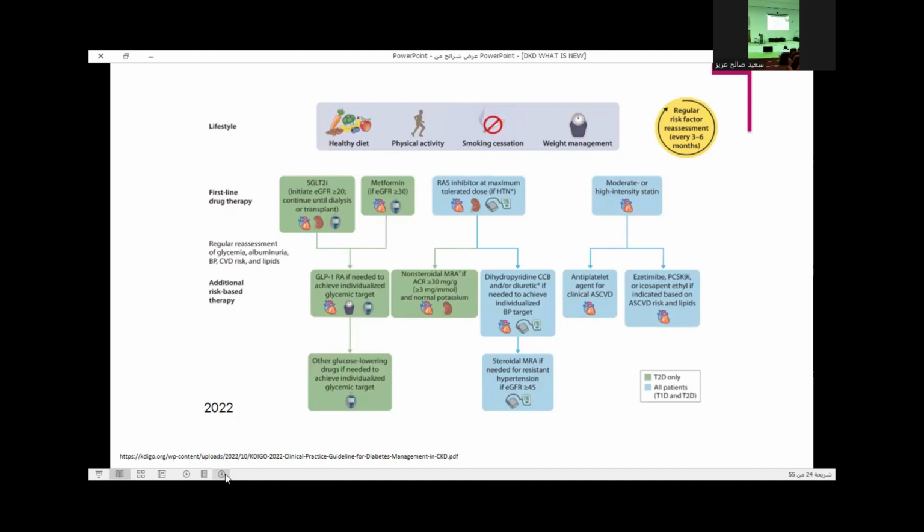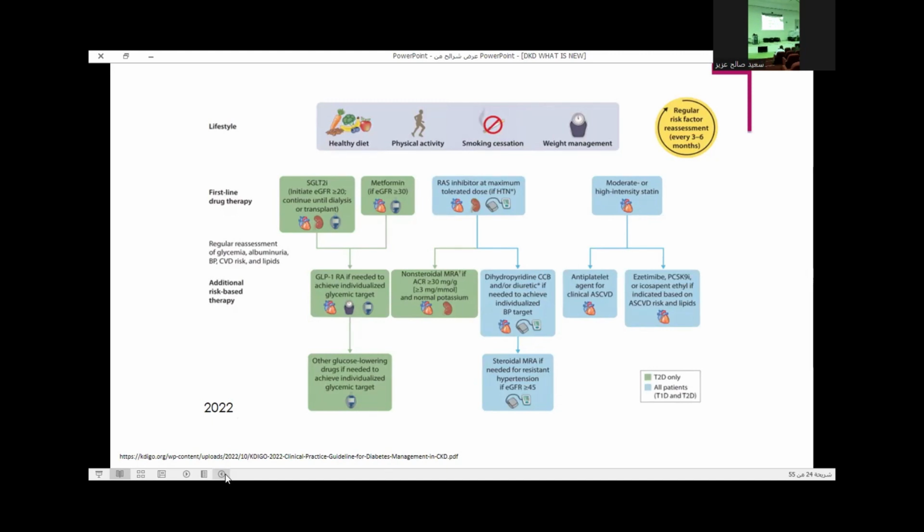Also, this is another picture showing how we should care for the patient who have diabetes. And we can notice this time is not only talking about type 2 diabetes, they start to talk about the risk factor including for type 1 and type 2 diabetes, plus how we can manage specifically type 2 diabetes. So as we can see, the first line therapy seem to be the sodium glucose co-transporter and the metformin for type 2 diabetes only, but the RAS for type 1 and type 2 diabetes, and the statin for all of them too.